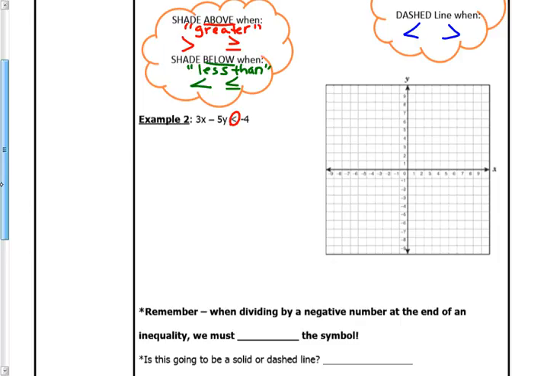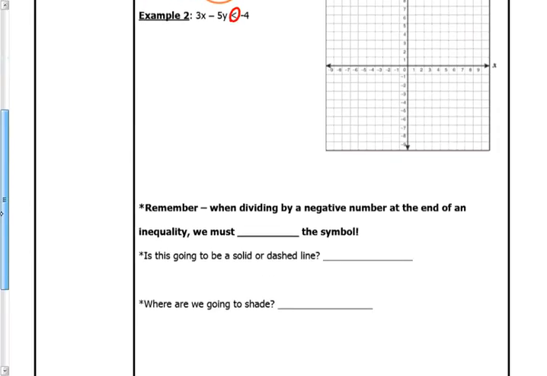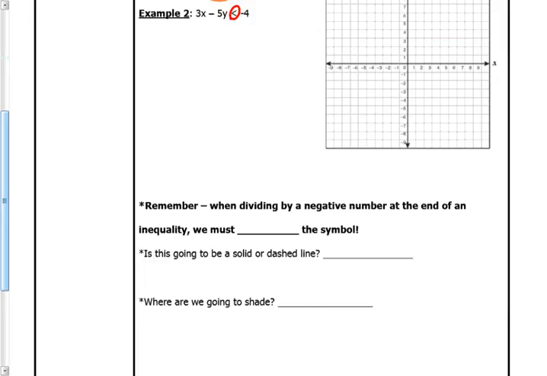Okay. Another thing to remember with this, and I'll fill it in down here, when dividing by a negative number, remember that typically when we do these y equals mx plus b and we're rearranging, a lot of the times our last step is to divide by whatever number is in front of the y. So in that case, if we're dividing by a negative number that's in front of the y, we're going to have to flip that symbol. We did that when we were solving the inequalities before. So the same thing happens here.